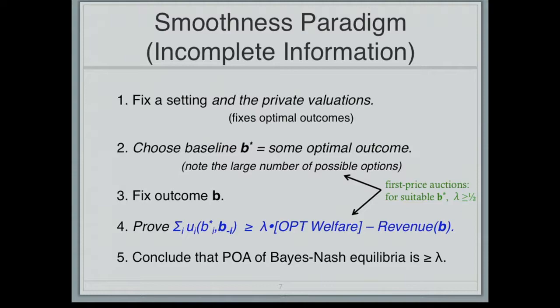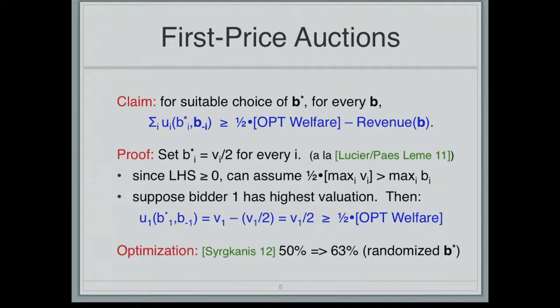Okay, so last time we saw an extension theorem for no regret sequences. Here we're going to see an extension theorem for Bayes-Nash equilibria. All right? So I just rewrote that smoothness inequality again. Okay? So the claim is that the smoothness inequality holds for a first price auction with lambda equal to 1/2.